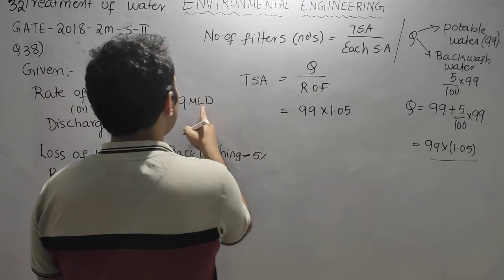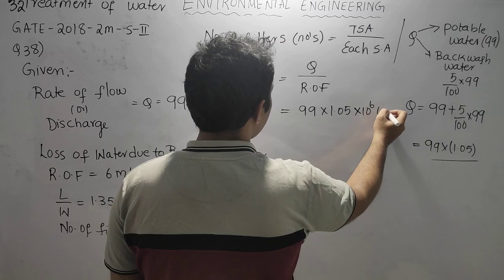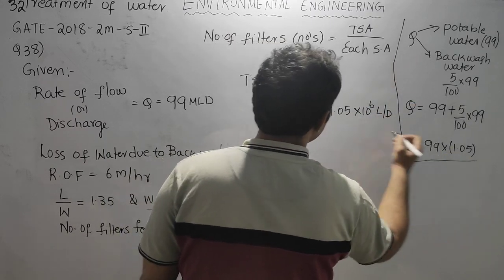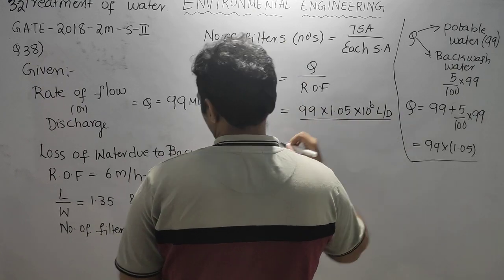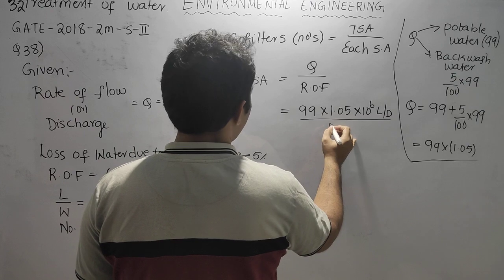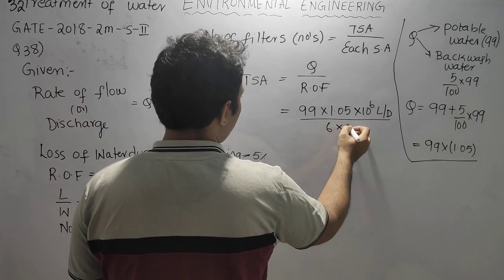MLD means what? Million liter per day. That means 10 to the power of 6 liter per day. Now divide by the rate of filtration. The rate of filtration is given in meter per hour, so 6 meter per hour. Convert this 6 into liter: 6 into 10 to the power of 3.